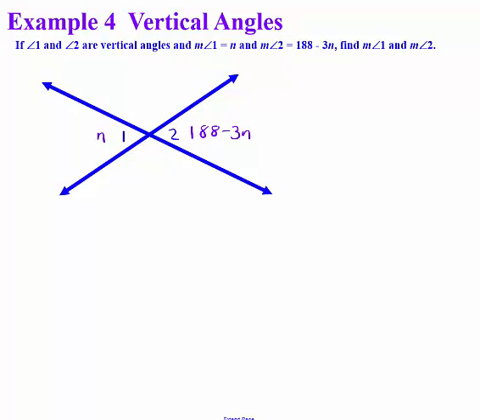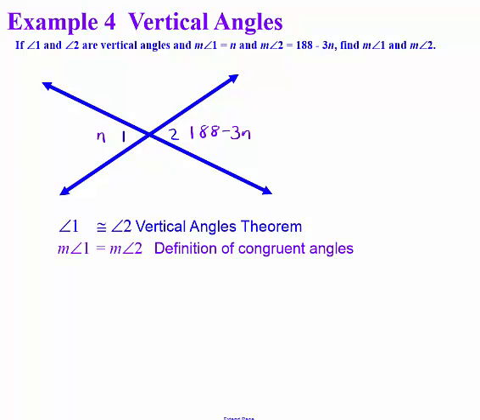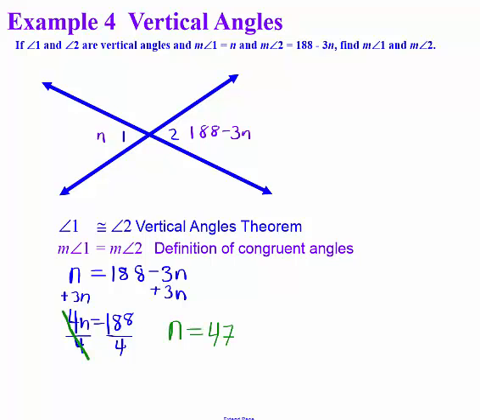Now, because 1 and 2 are vertical, I know that they have to be congruent because of the vertical angle theorem. And if 1 and 2 are congruent, then they are also equal to each other because of the definition of congruent angles. And now I'm going to replace angle 1 equals n, and angle 2 equals 188 minus 3n. And now if I add 3n to both sides, then I would get 4n equals 188, and I could divide both sides by 4 and get that n is 47.